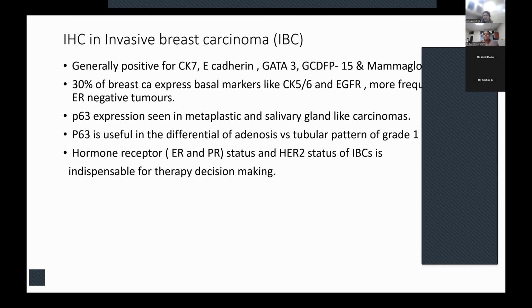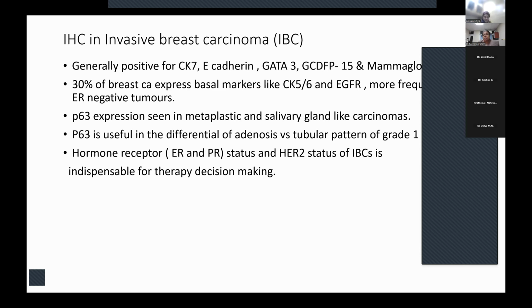P63 is also a very useful marker when you have a problem scenario of adenosis versus a tubular pattern of a low-grade invasive breast carcinoma. So P63 can help you in this situation because the myoepithelial markers will be positive or preserved in a case of adenosis or benign breast duct, and they will be lost in a case of carcinoma.